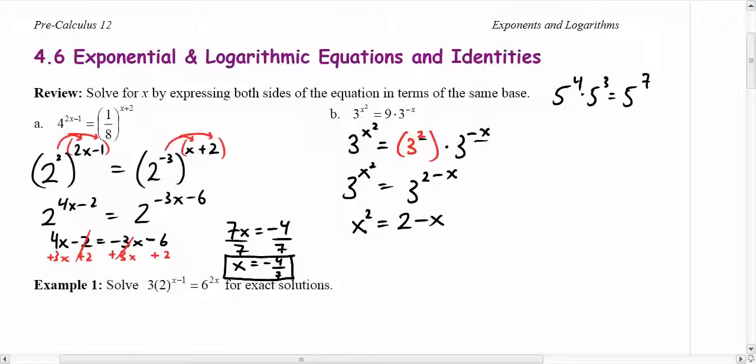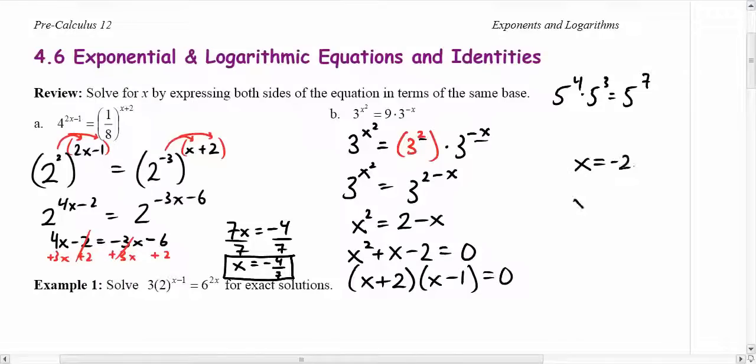Whenever I have a quadratic, I'm going to make everything equal to 0 and then factor. I've got two factors, x plus 2 and x minus 1. So there's two possible answers. Either x is negative 2 or x is 1.